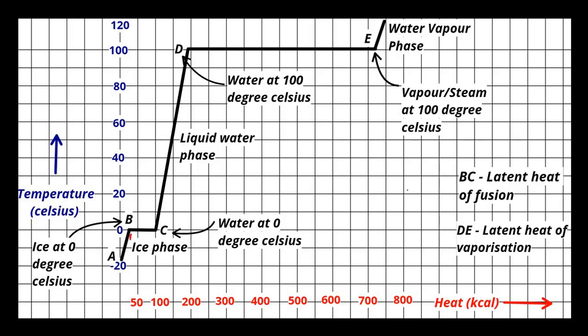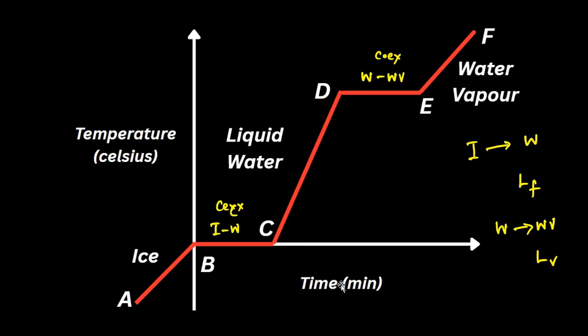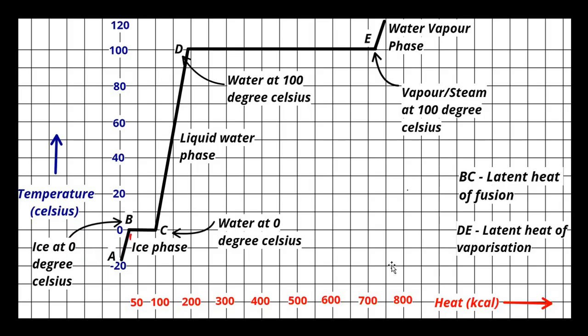But this is the detailed plot, where there is heat in kilocalories on the x-axis and temperature on the y-axis, whereas in the other plot it was time in minutes versus temperature. Here it is heat supplied on the x-axis and temperature on the y-axis.